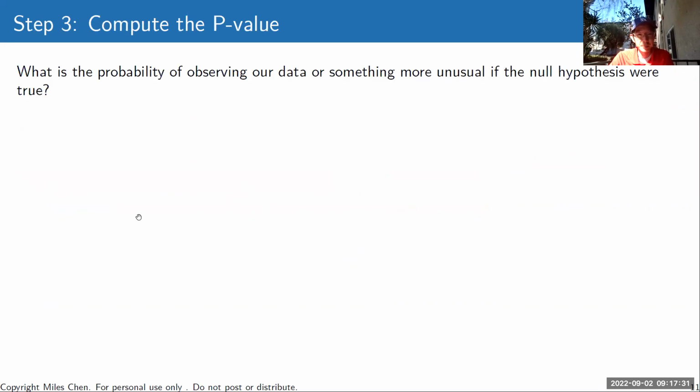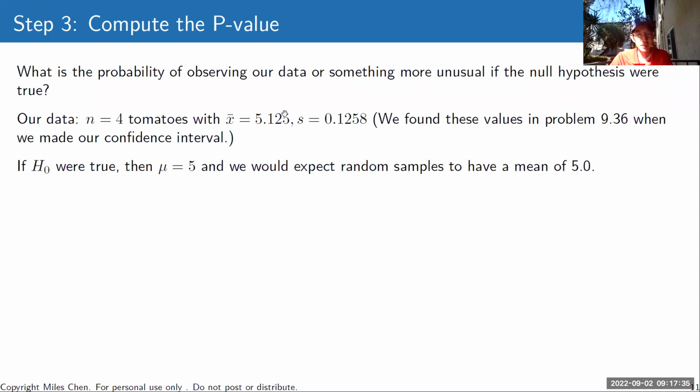And then as far as the calculations go, the statistics that we have: X bar is 5.125 and the standard deviation is 0.1258. And again, we found these ourselves when we did the confidence interval. We took the actual values and we did this.